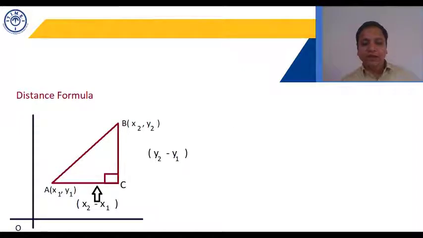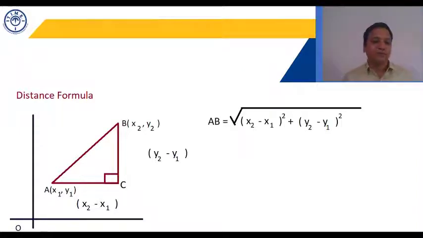So if we apply a basic theorem called Pythagoras theorem, that is AB square is equal to AC square plus BC square, we get length of AB. This is the basic distance formula. If two points are given, their coordinates are given, AB is equal to the square root of (x2 minus x1) whole square plus (y2 minus y1) whole square. That's called distance formula.